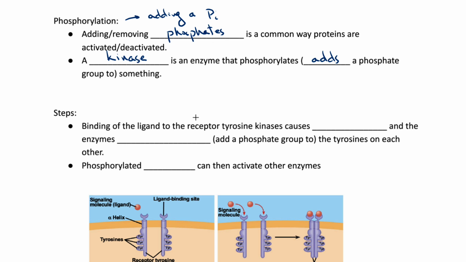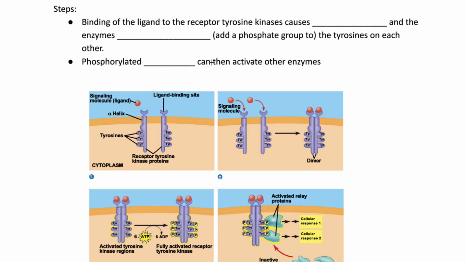So a receptor tyrosine kinase is a receptor protein that is a kinase, so it adds phosphates to something. What does it add phosphates to? It adds phosphates to tyrosines, which are an amino acid. So that's what the name is telling us. The steps in signaling with receptor tyrosine kinases are shown here in this diagram from Campbell Biology.